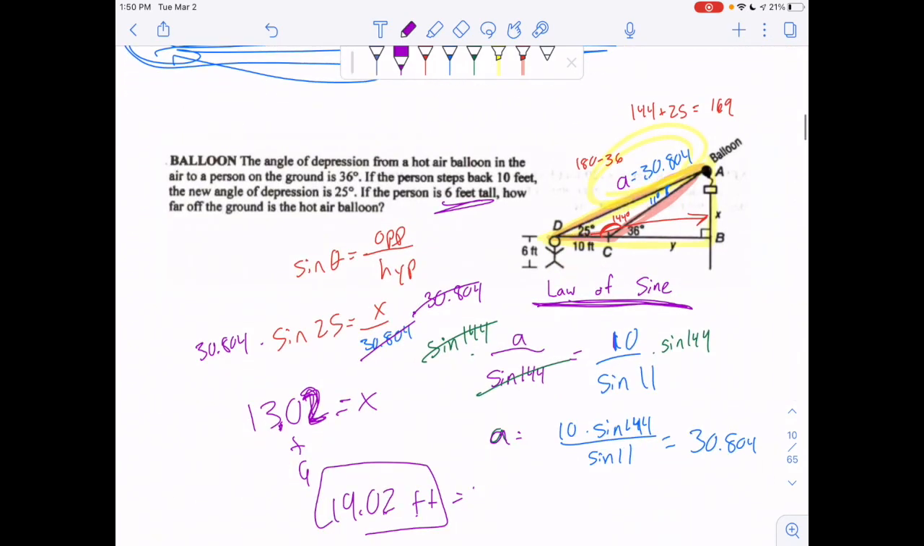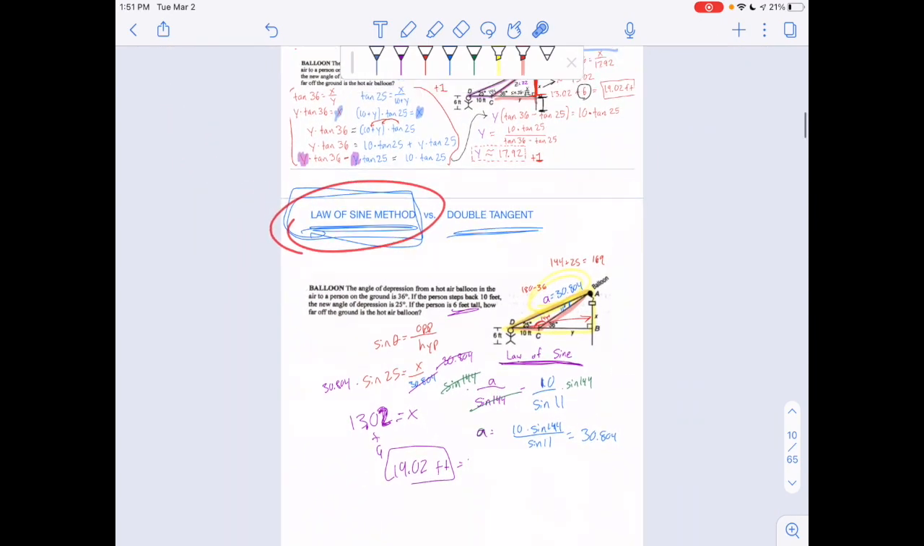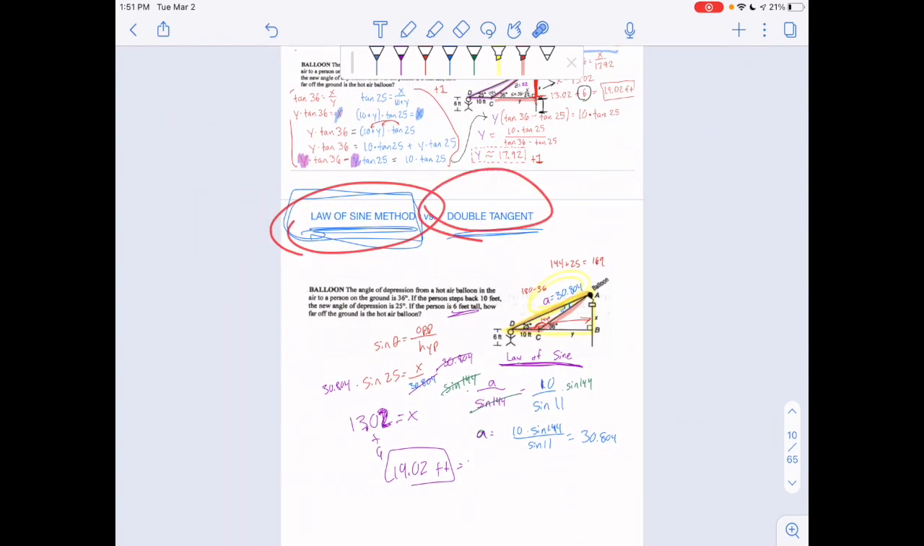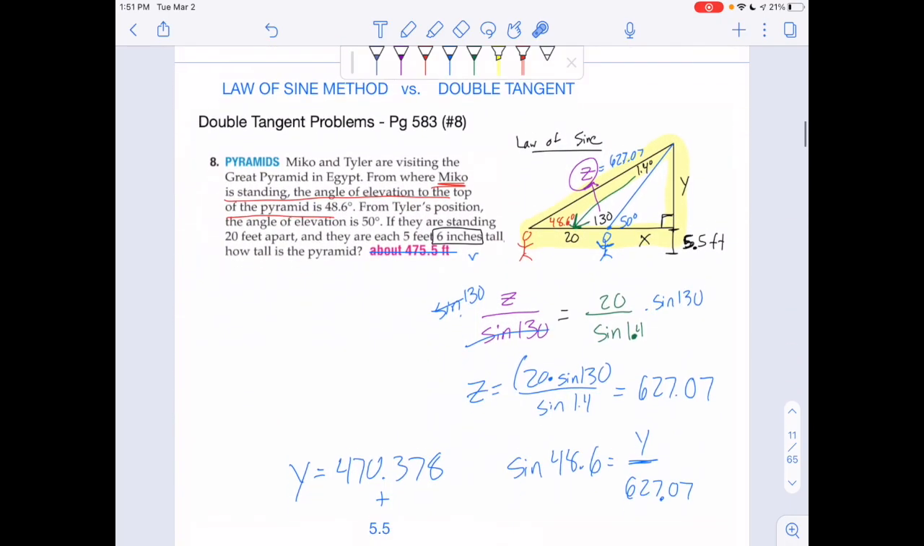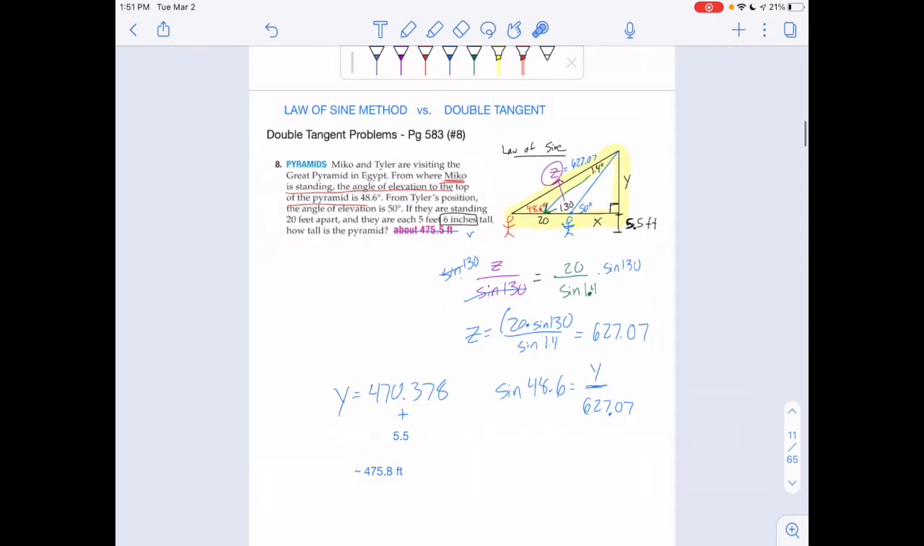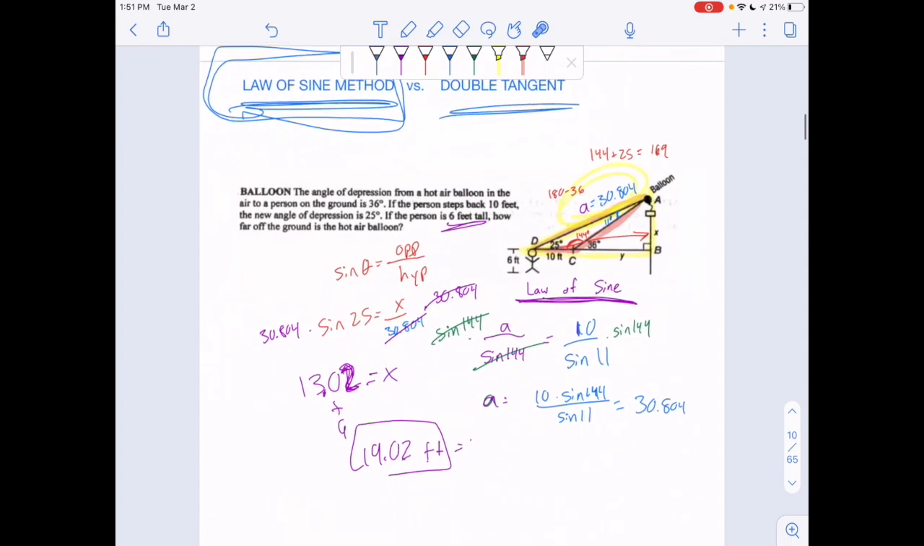This compared to this. But again, this is a new method with the law of sine. If you can grasp it and practice it in time, then cool. If not, double tangent totally works. Okay, you can even practice the law of sine for your pyramid one. Okay, so I did it for that one as well. So you can practice it with that method, but your choice.